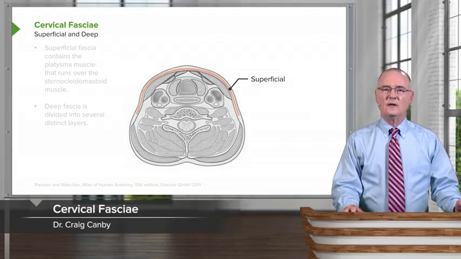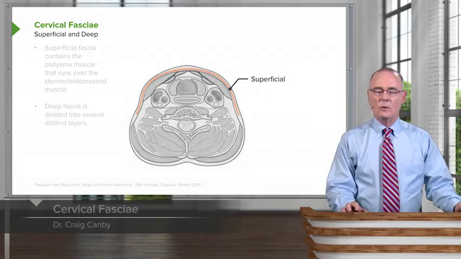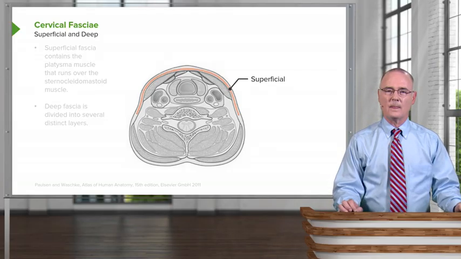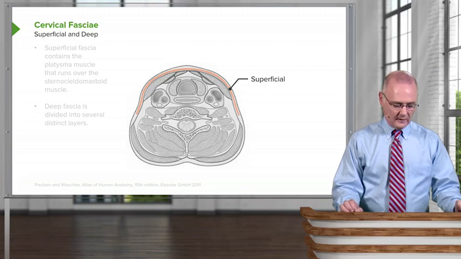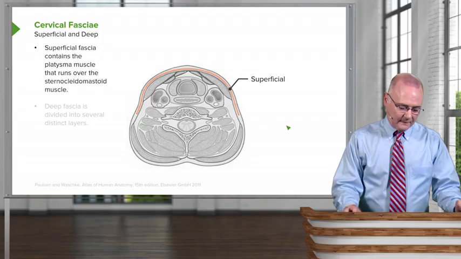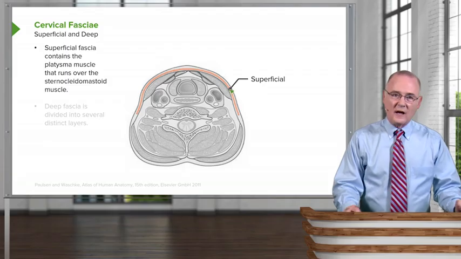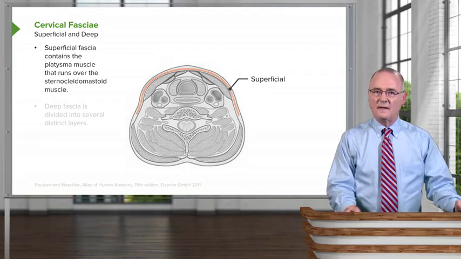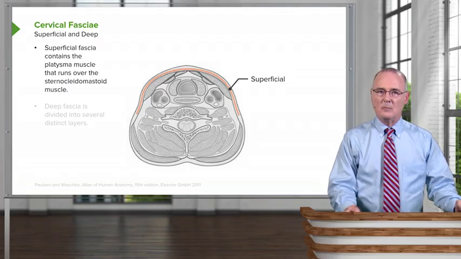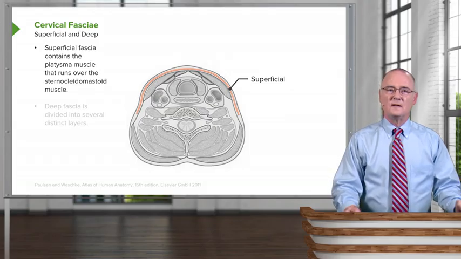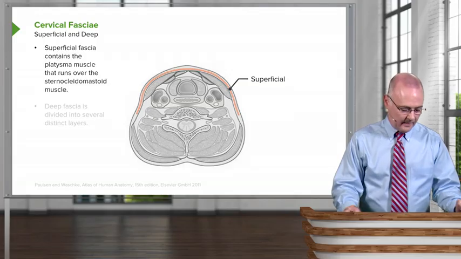Next, we need to understand the cervical fascia. When we look at the fascia of the neck, we are looking at fascia that is related superficially, and then we have fascia that is referred to as the deep cervical fascia. The superficial fascia is identified in through here. This particular structure that's a part of the superficial fascia is the platysma muscle. Anterior to the sternocleidomastoid, this superficial fascia would run posteriorly.